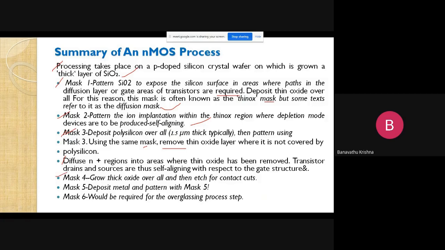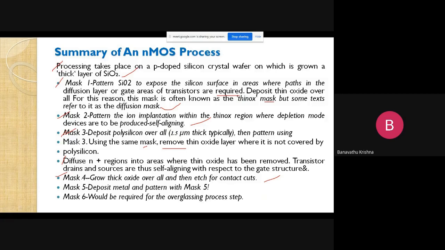And mask 4: grow thick oxide overall, and then etch for contact cuts. Again, cover the entire surface with thick oxide, and then photoresist and masking, and then expose the ultraviolet rays. Where we need to form the contact cuts, that area is affected, and the remaining areas where we need to make the connections, that area is going to be shielded, and the remaining areas are going to be affected. The shielded area is going to be removed.